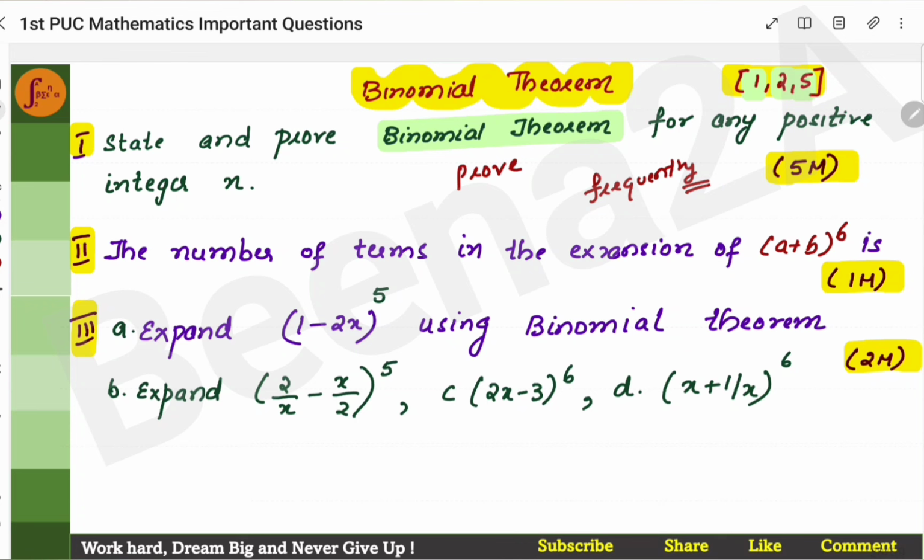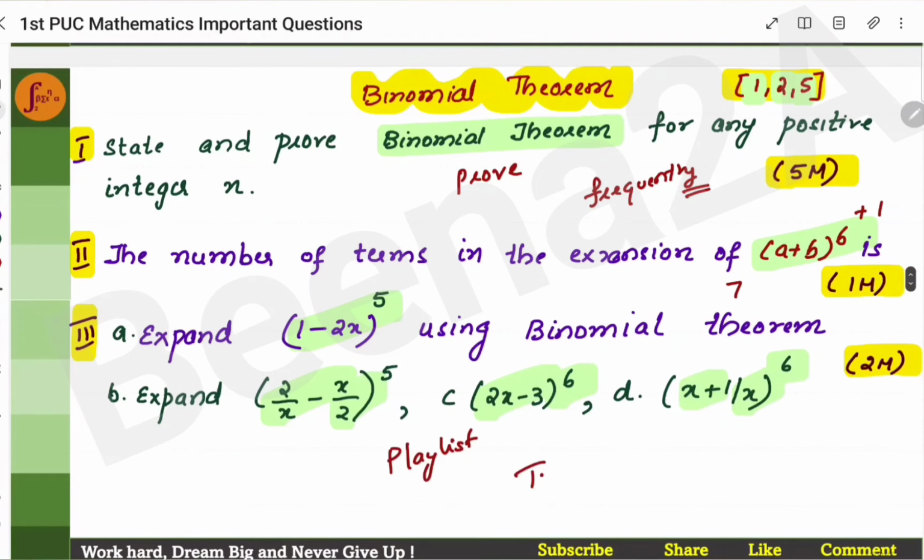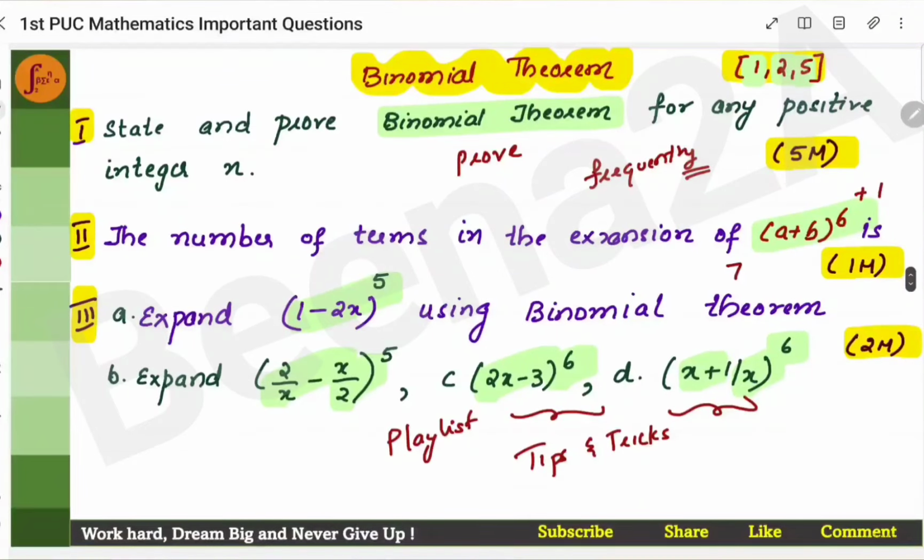Then comes the 1 marker. The 1 marker is very, very easy. You have to find the number of terms in the expansion. Simple. The number of terms would be 1 more than the power. You have 6 as the power, add 1, that will become the number of terms, 7. Then expansion. How do you expand this particular expression using binomial theorem? Very simple, right? Practice on this. You can refer to the tips and tricks to see an easy way of expanding these problems. So in this way the 1 marker, 2 marker, 5 marker are very easy in binomial theorem, right? You can study this chapter with little practice. This chapter becomes an easy one.